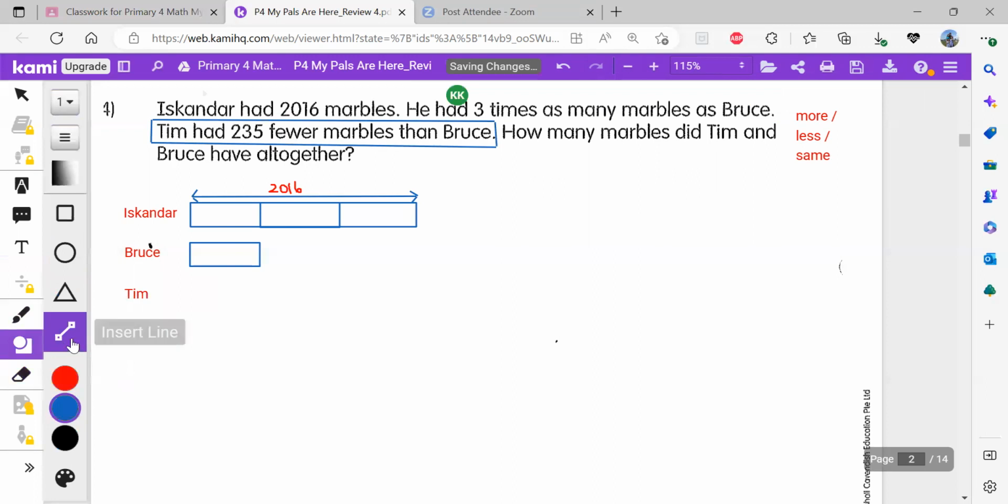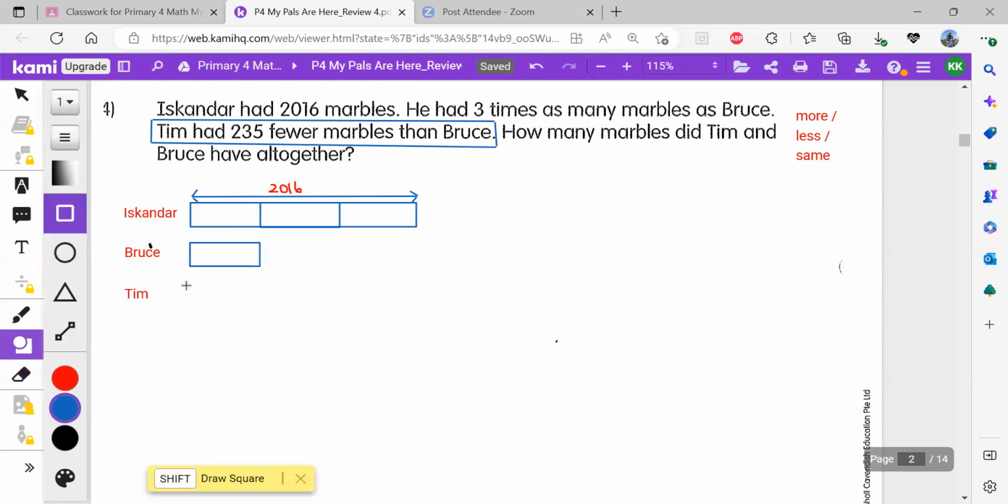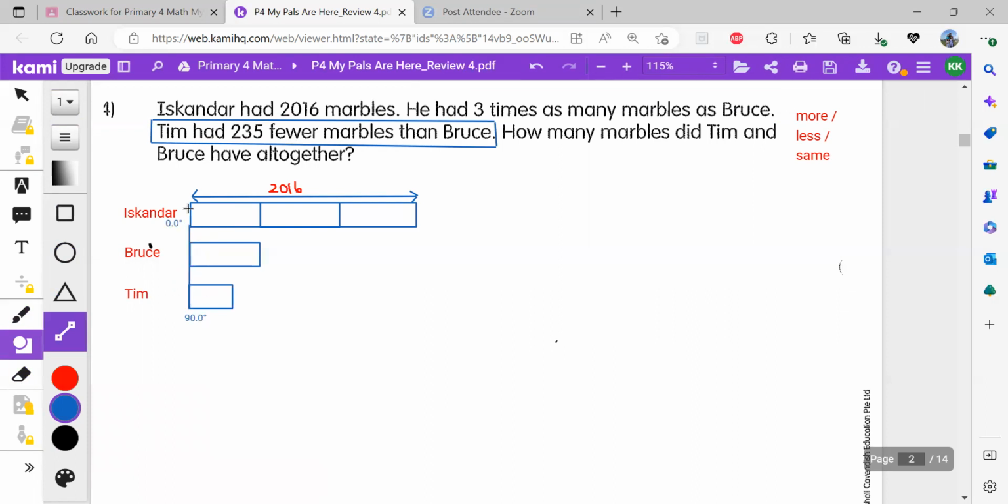will have the shortest rectangle and is even shorter than Bruce. I'm going to just draw a rectangle that's shorter than Bruce, bearing in mind they should all start from the same starting point. Okay, and this Bruce must coincide with this line because they're the same as one length, 1 unit.